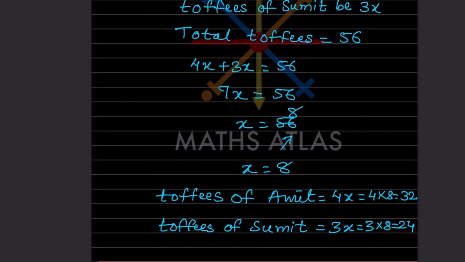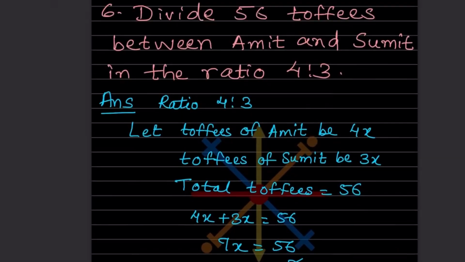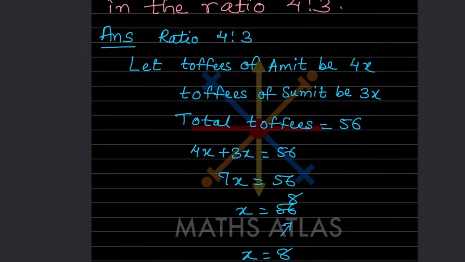Now see here, that is for checking. The number of trophies is how many? 56, right? Here is 32 and here is 24. So 32 plus 24, how much is that? 56. Can you check over here? This is nothing but the total number 56. That means the answer is right.